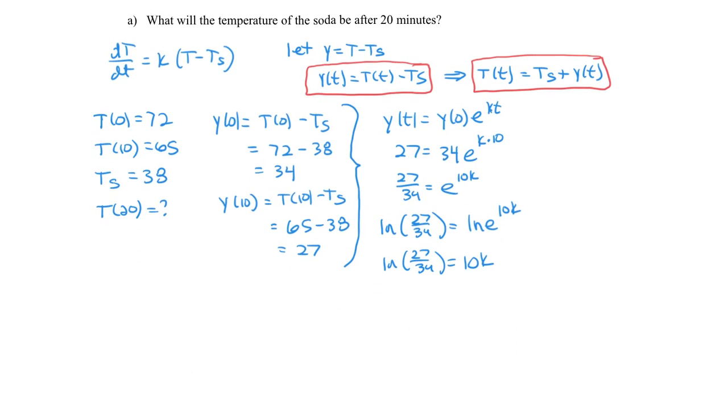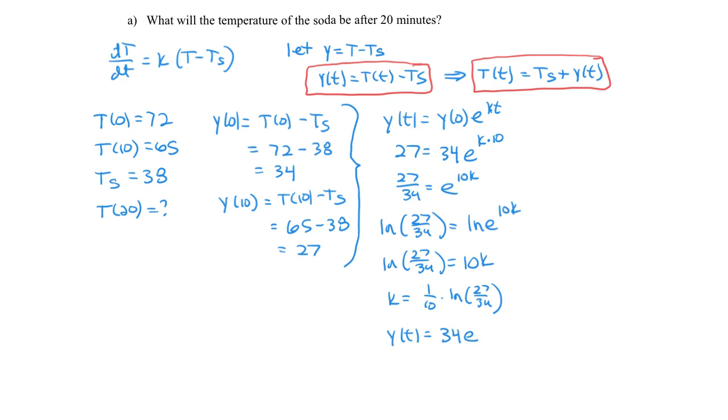So we've got 10k, of course we just want k, so I'm going to multiply each side by 1/10, and that would give us k equals 1/10 times the natural log of 27/34. So once we've got this, we can go back up here and come up with our model. So y(t) is equal to y(0), that is 34, e^(kt).